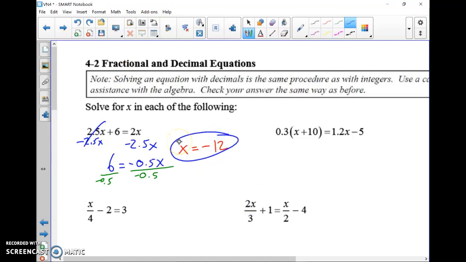Anyways, once you got x equals negative 12, you could plug that in and check here. For those of you who are a little concerned about working with these decimals, just have your calculator next to you, and you could type in 2 minus 2.5. And you could do 6 divided by negative 0.5 to get that. It would come out to be negative 12.